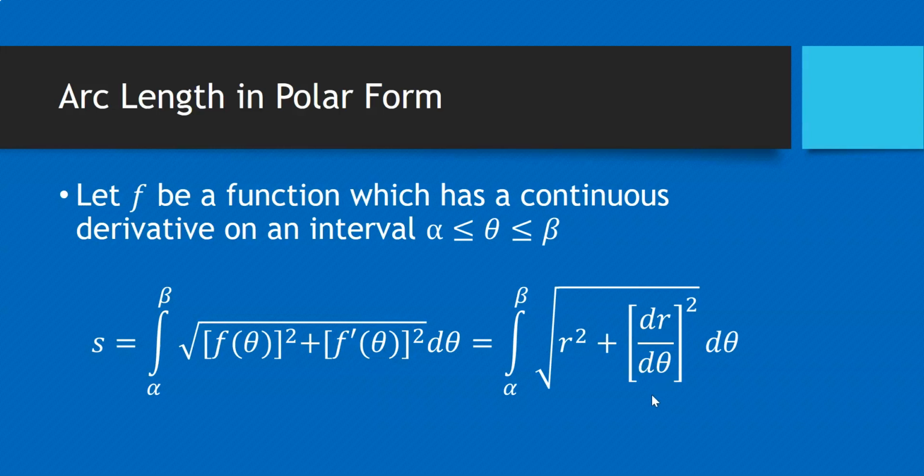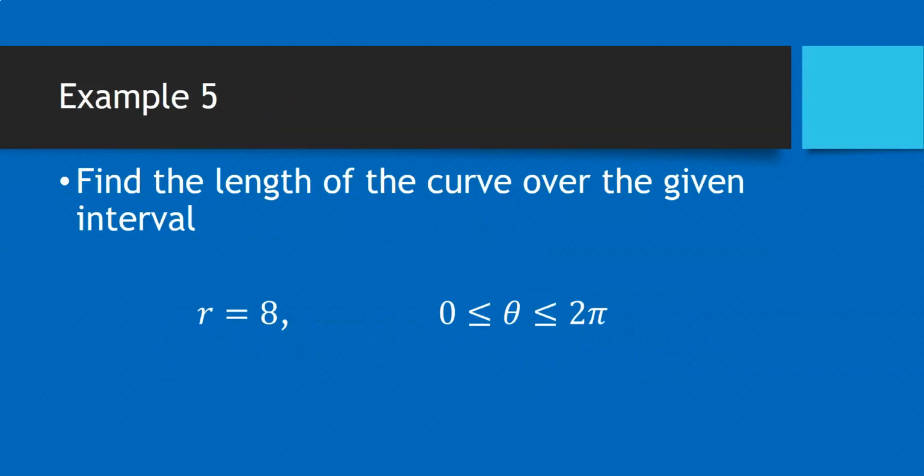So it's a pretty straightforward formulation, and I'm not going to explain where this comes from. It doesn't take a whole lot of practice doing it to just jump in. So that's what I'm going to have you do. I want you to just jump in and try to find the length of the curve defined by r equals 8 over the interval from 0 to 2 pi. Push pause on the video and go ahead and do that.